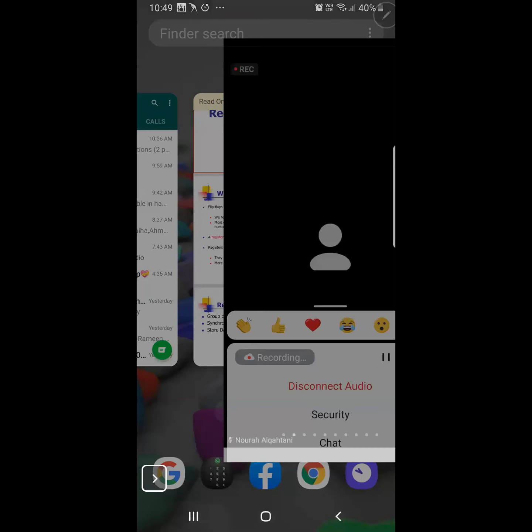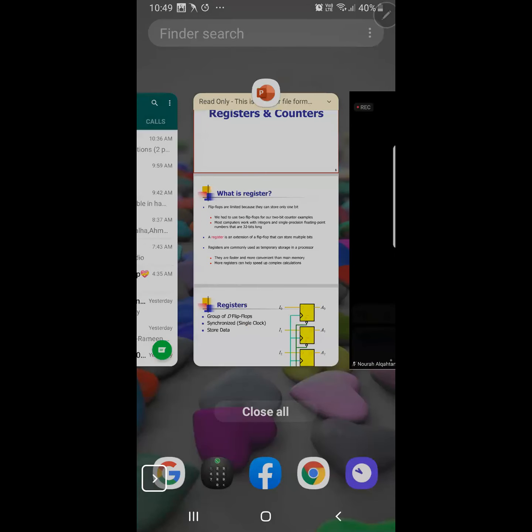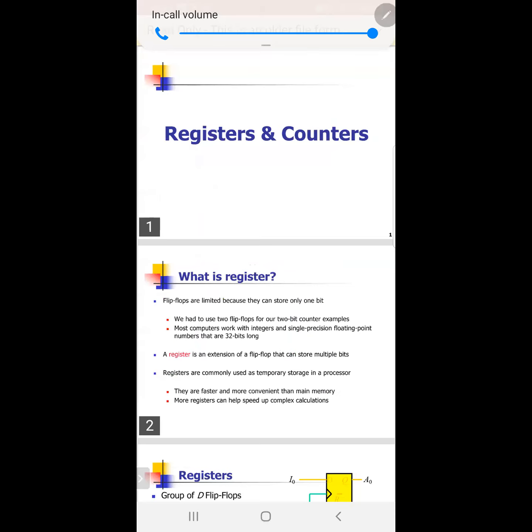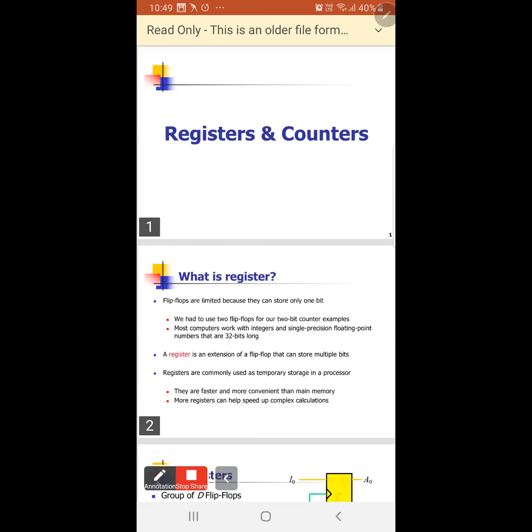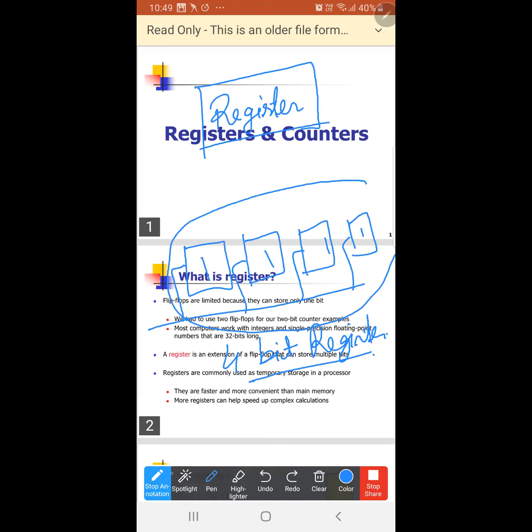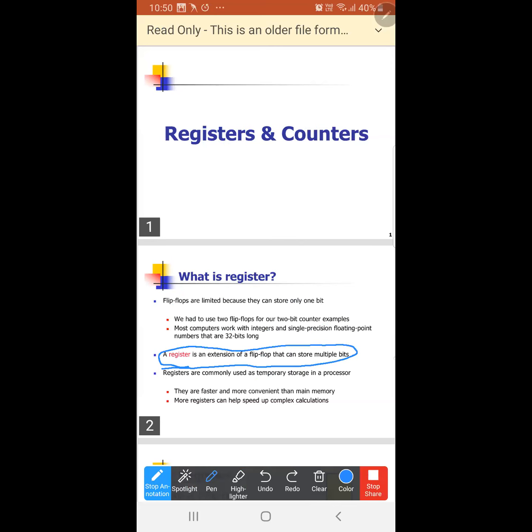So registers, what is a register? What will be the definition for a register? You will say it is an extension of a flip-flop that can store multiple bits, because you know that a flip-flop stores one bit at one time, but one bit will not be sufficient for us, so we need to use more flip-flops. When we use more flip-flops, we will not say that we are using 4 flip-flops; we will say a 4-bit register. Got it?